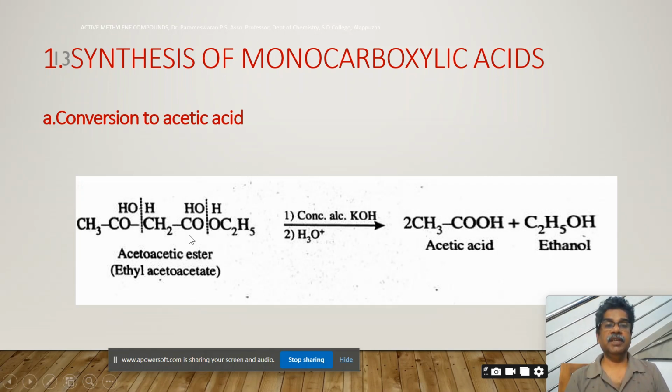And the second part, that we can manipulate, we can substitute this H, replace H by R. We can replace it by a CH3 group, by a C2H5 group, or by a C3H7 group, any alkyl group. But in this case, we haven't replaced anything. When the acetoacetic ester undergoes acid hydrolysis, it is converted to two molecules of acetic acid and ethanol. So it is used for the synthesis of acetic acid.